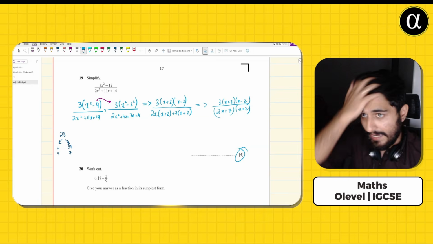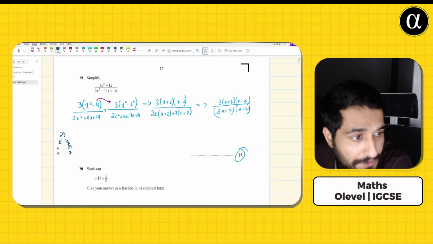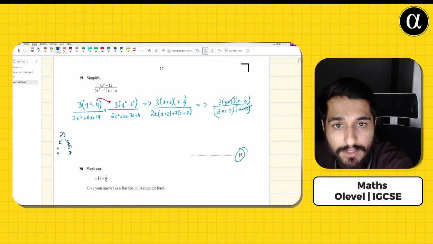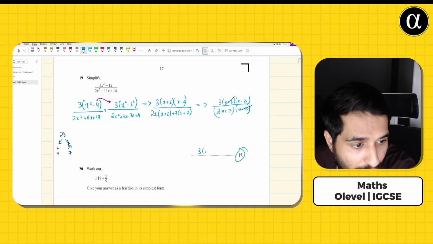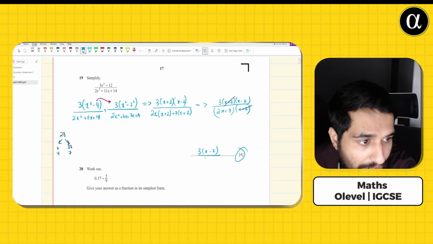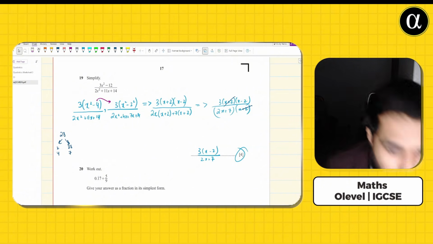Now, if we have a look at this part, we know that x plus 2 and x plus 2 can be cancelled. So what are we going to be left with? We are going to be left with 3 times x minus 2 divided by 2x plus 7. That is going to be the simplest answer that we can get for this part.